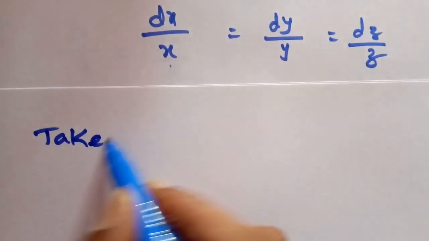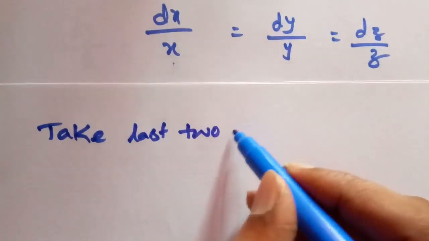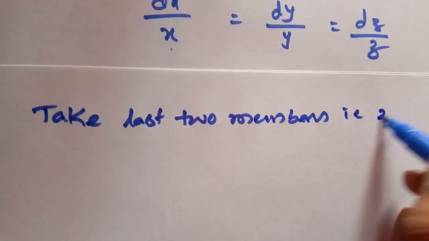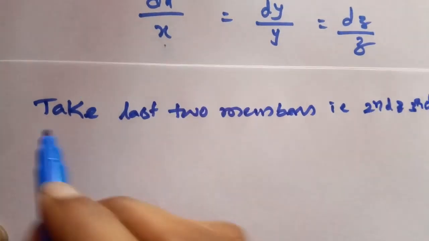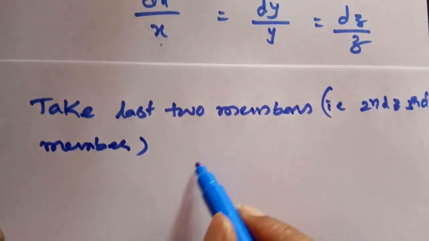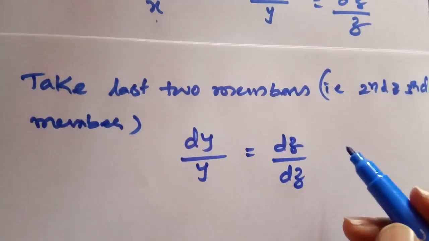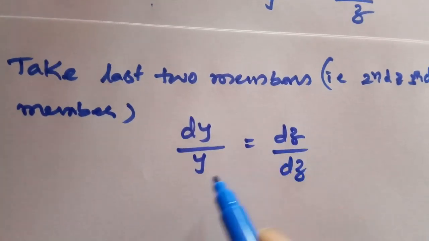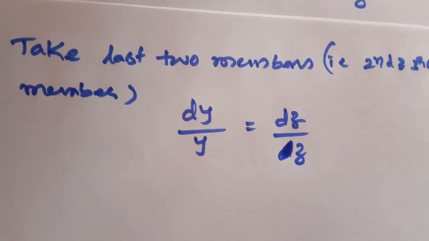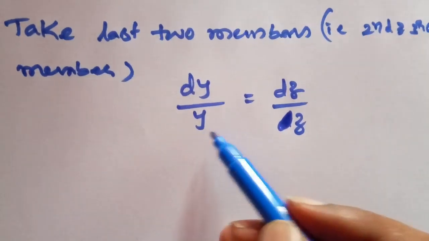Take another group. Take last two members. That is second and third member. That means dy by y is equal to dz by z. As explained in the theory, first we observe whether it contains x other than y comma z. There is no x other than y comma z. So there is no x here.